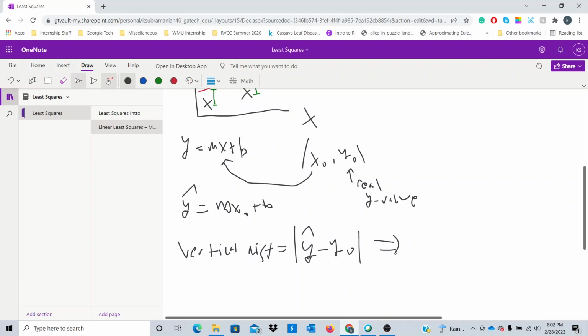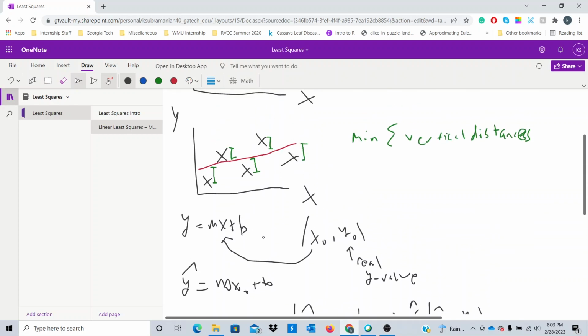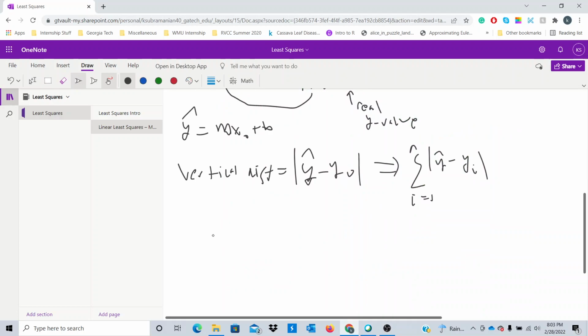So we can simply take the sum of the absolute value of y hat minus y i, where i goes from 1 to n, assuming we have n data points. So we could solve this type of optimization problem. But we don't want to solve without an absolute value, and we want to have the power to penalize large differences between our prediction and the real y value corresponding to this x naught. So what can we do instead?